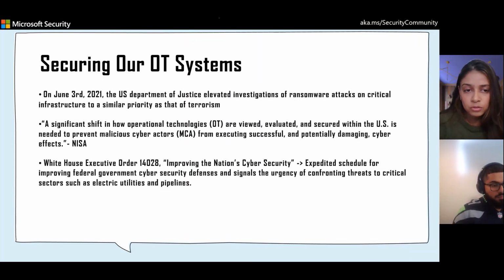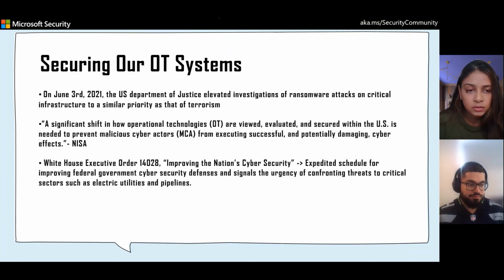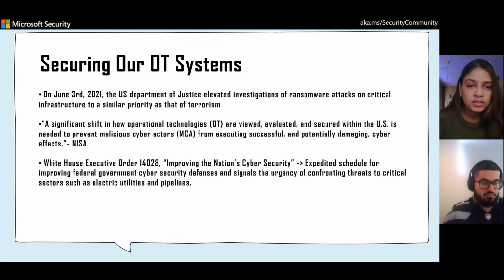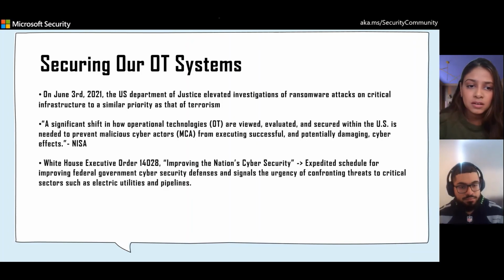Furthermore, as of June 3rd, 2021, the US Department of Justice has elevated investigations of ransomware attacks on critical infrastructure to a similar priority to that of terrorism. The White House executive order improving the nation's cybersecurity has expedited the schedule for improving federal government cybersecurity defenses and signals the urgency of confronting these threats to critical sectors such as electric utilities and pipelines. So yes, there's a lot of people paying attention to this, and that is amazing, but there's still a lot of work that needs to be done.